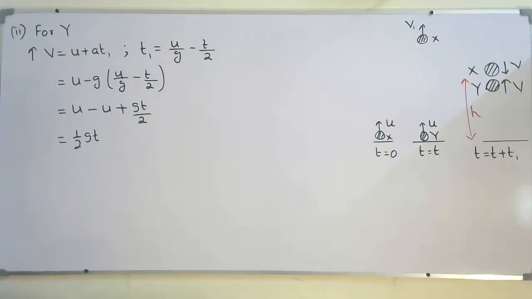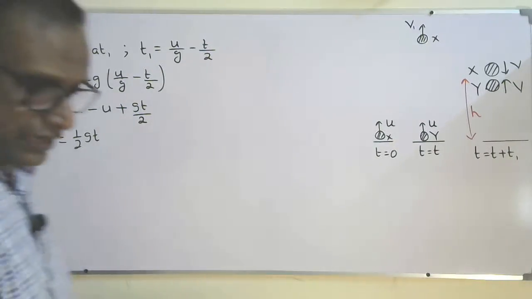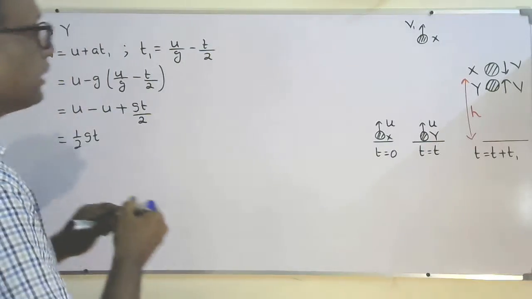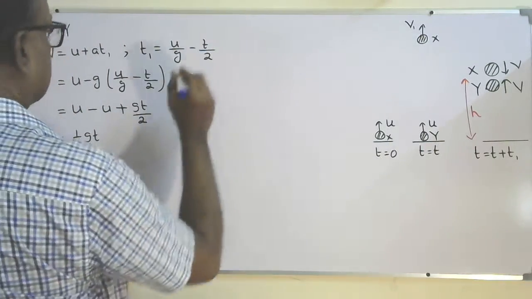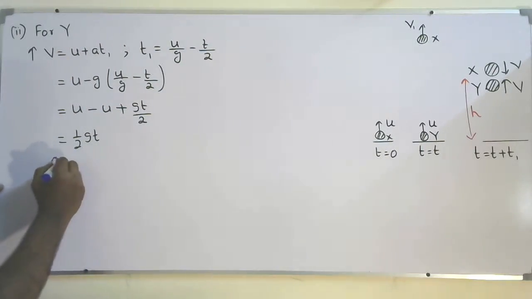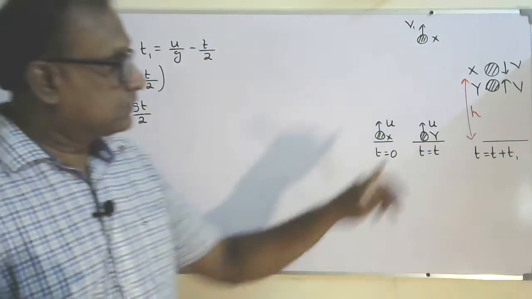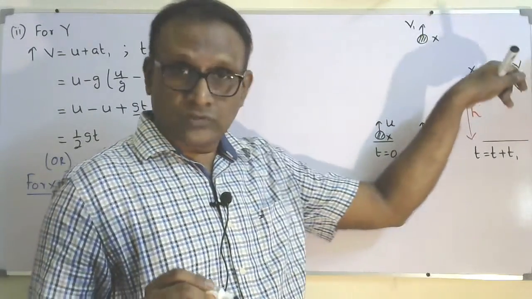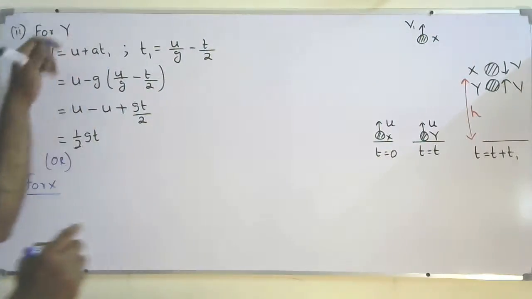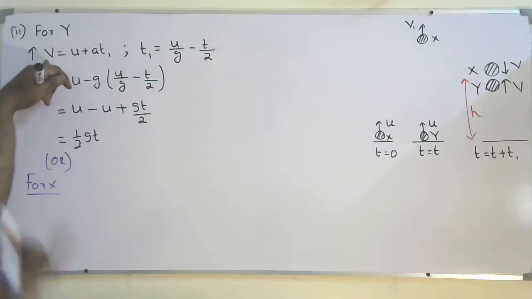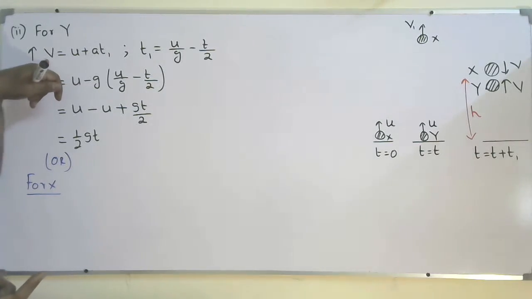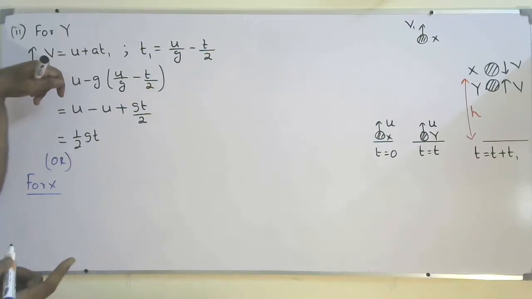You can ask me, if I do the same thing for x, will I get the same answer? Yes, I'll get the same answer. We don't need to do both, but I'll do it just for completeness. I can do it for x. We know just before collision, the velocity of x is downwards, because these equations are vector equations. So I should say velocity. The numerical value, the magnitude, the modulus value, will be the speed.